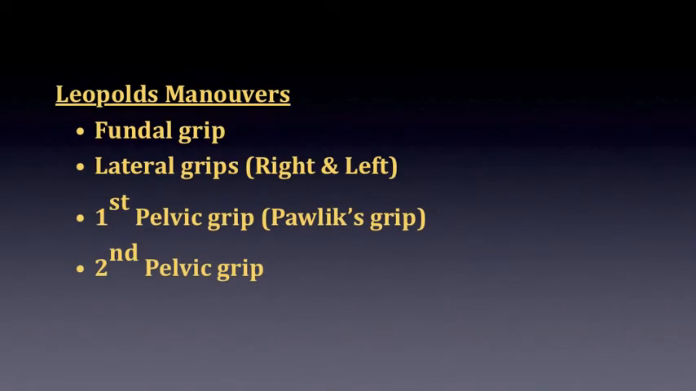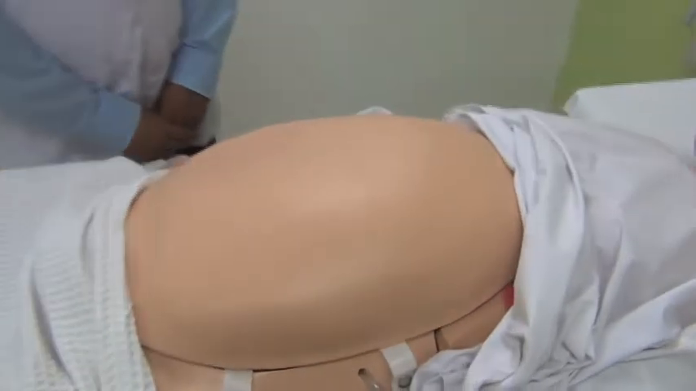Next, we proceed with the Leopold's maneuvers. These are 4 maneuvers, also called the 4 obstetric grips. The purpose of these grips is to determine the lie, presentation, position and engagement of the fetus. The first maneuver is also called the fundal grip. It is done facing towards the face of the patient.